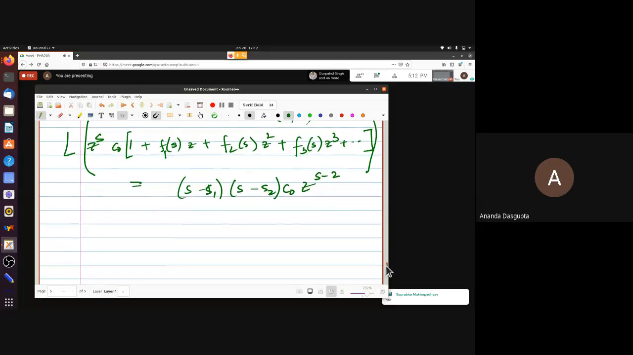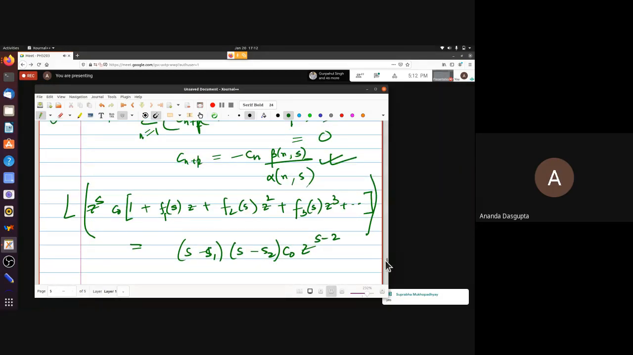Now you should realize that usually I don't even bother doing something like this because in the end, what I really want is 0. So how do I get this thing to be 0? I put S equal to S1, I get this thing to be 0. Or I put S equal to S2, I get this thing to be 0. Is that clear? And usually I don't do it after this much hard work.